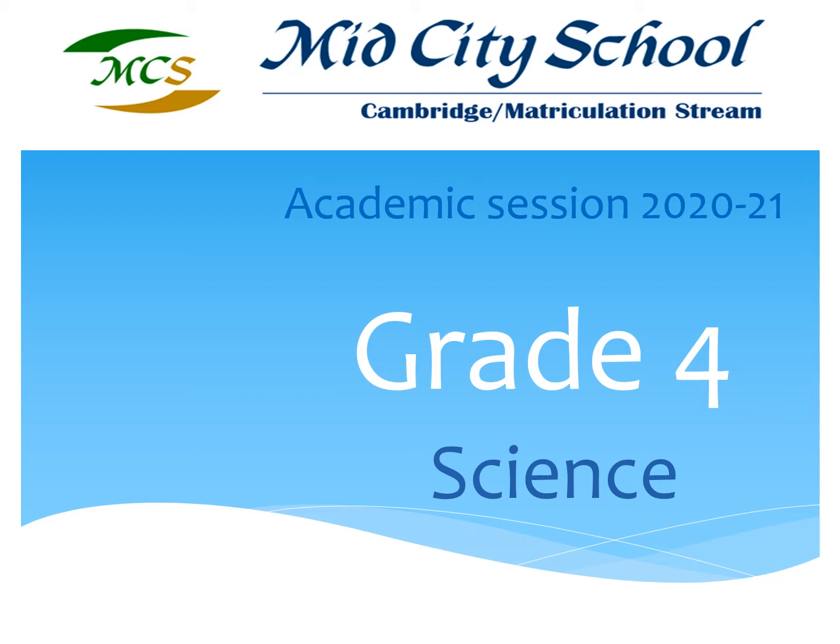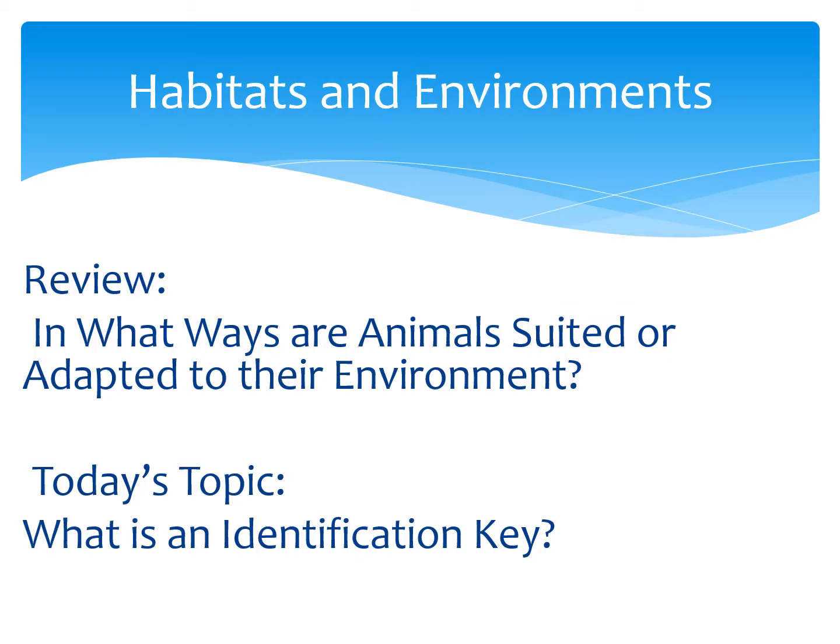Today is our 9th lecture of science for grade 4. Habitat and environment. A short review on the previous lecture. In what ways are animals situated or adapted to their environments? We have learnt some examples of animals that live in the dry desert, cool climate, live in water and live in mangrove swamps. Different examples were there. Our today's topic is: what is an identification key?